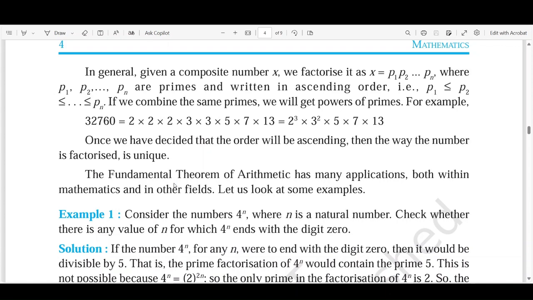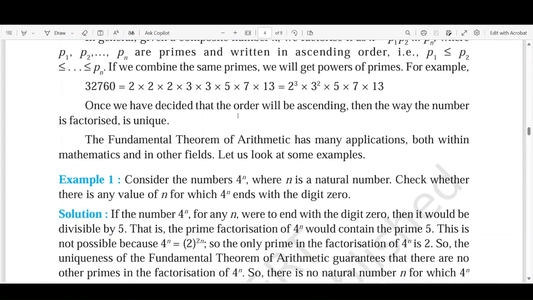So here they have given one example, 32760. Here we can rewrite the product of the primes in such a way that we can raise their powers to represent them in a simple way. So thus, by including this idea of ascending order of primes, we can conclude that we can easily represent the composite numbers in a unique way.